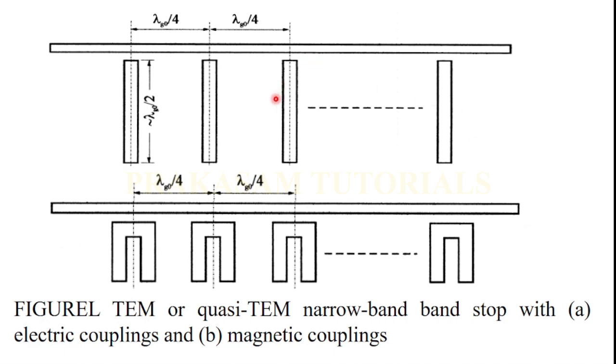The first figure represents the main transmission line electrically coupled to half wavelength resonators, and the second figure represents the main transmission line magnetically coupled to half wavelength resonators in a hairpin. In either case, the resonators are spaced a quarter guided wavelength apart.